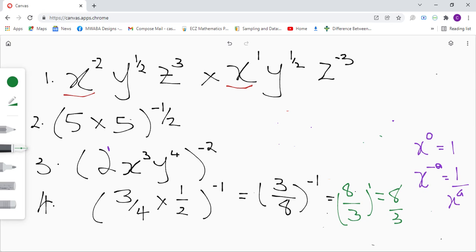Right, and we can simplify this into a proper fraction because this is an improper fraction. 8 divided by 3, that's 2, remainder 2. So 2 and 2 over 3.